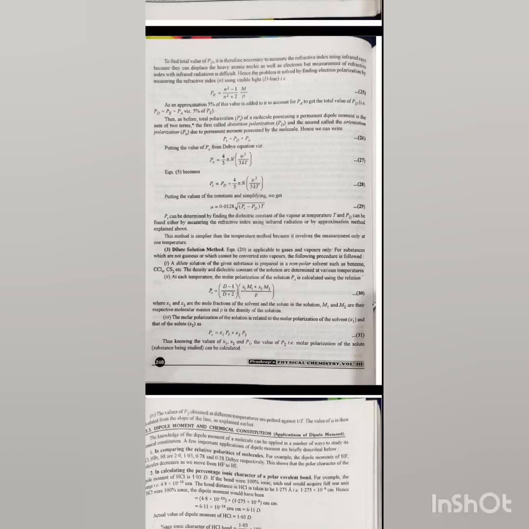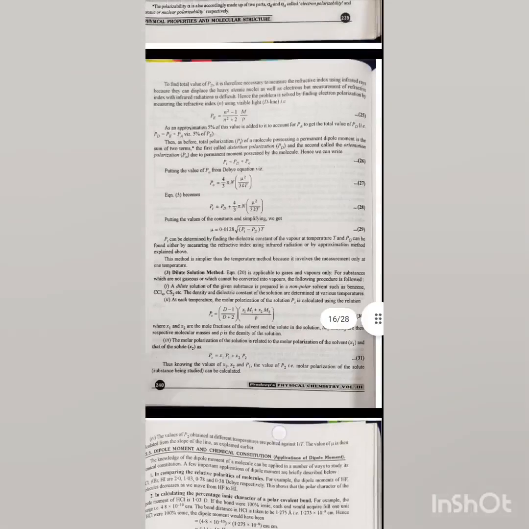Po from the Debye equation, which is Po = 4/3 πN × μ²/3kT, equation 27 becomes Pt = Pd + 4/3 πN × μ²/3kT, equation 28. Putting the values of the constants and simplifying, we get μ = 0.0128 × √((Pt − Pd) T).